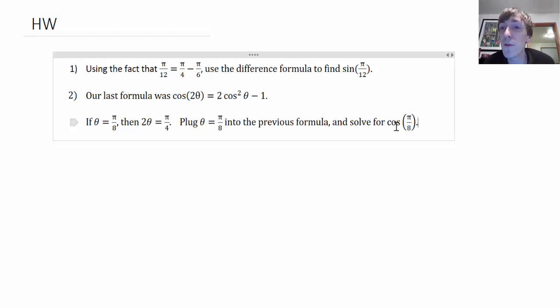As always, we'll make sure we can do these problems. Both of these problems are very important, and we'll make sure that we can all do them in class.